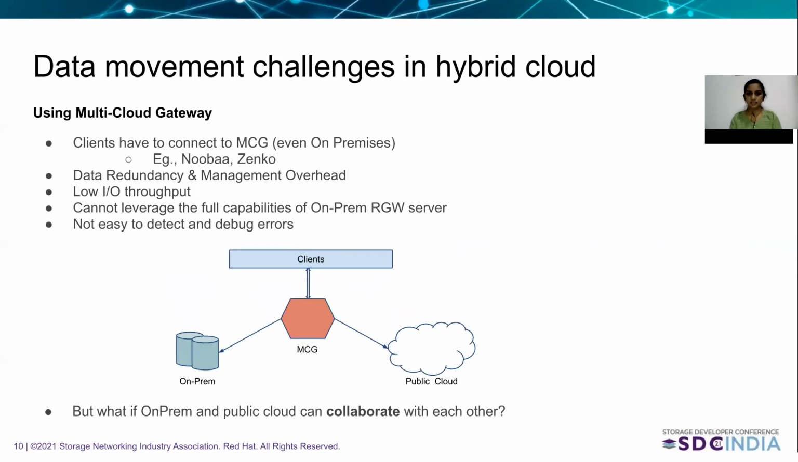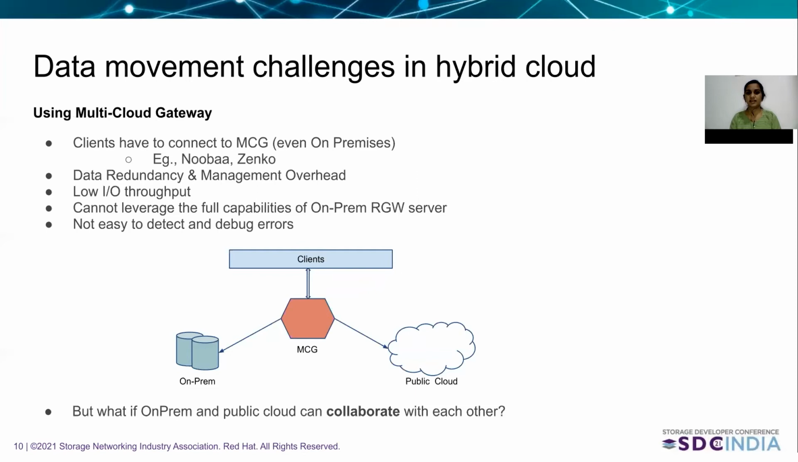Another approach which many enterprises are looking at is to use a multi-cloud gateway service, simply put, MCG service. For example, NooBaa or Senko. The MCG service connects all the entities in a hybrid cloud, like on-prem or multiple cloud providers. The way it works is clients directly connect to the MCG service, and MCG is responsible for replicating or distributing the data among these hybrid cloud entities based on the policy set.